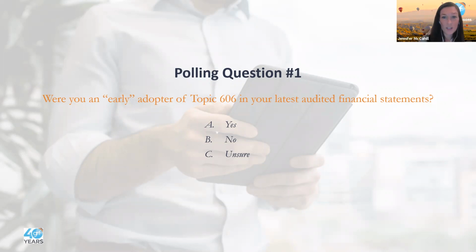Okay, so we have a couple of you, that 23%, that have adopted it, great. And then the majority of you, 58%, haven't. So that'll be great to see how your peers have navigated some of these requirements, the documentation thus far.